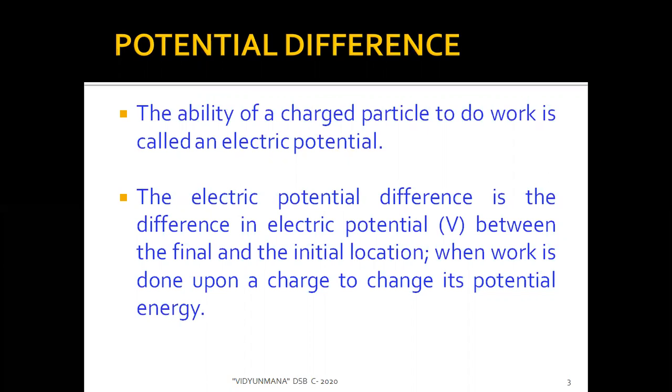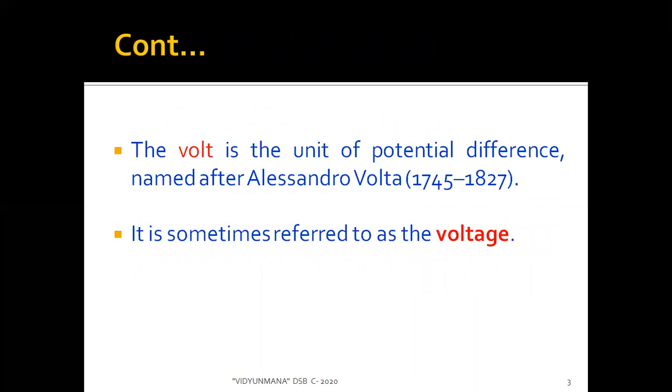The ability of a charged particle to do work is called an electric potential. The electric potential difference is the difference in electric potential between the final and the initial location when work is done upon a charge to change its potential energy. The volt is the unit of potential difference, named after the scientist Alessandro Volta. He had worked on this, so it is also referred to as the voltage.